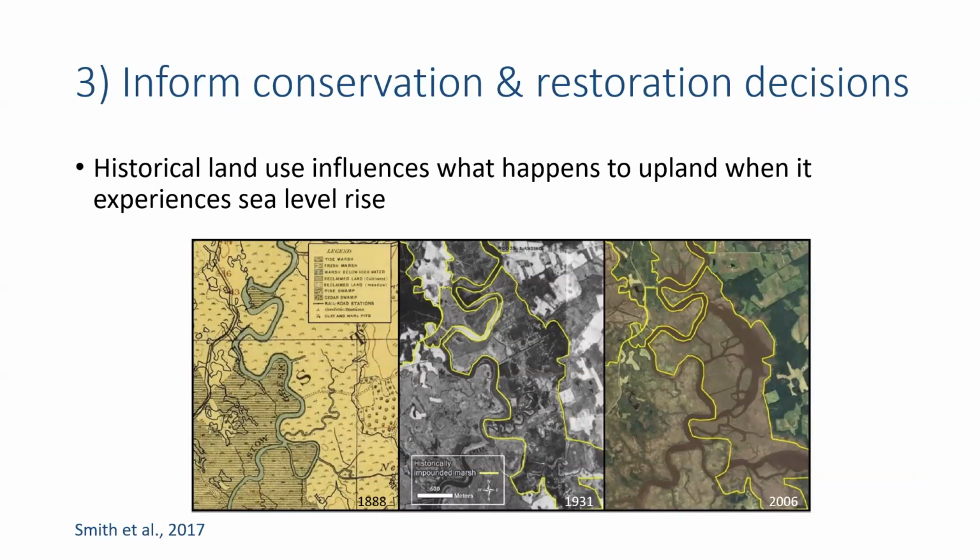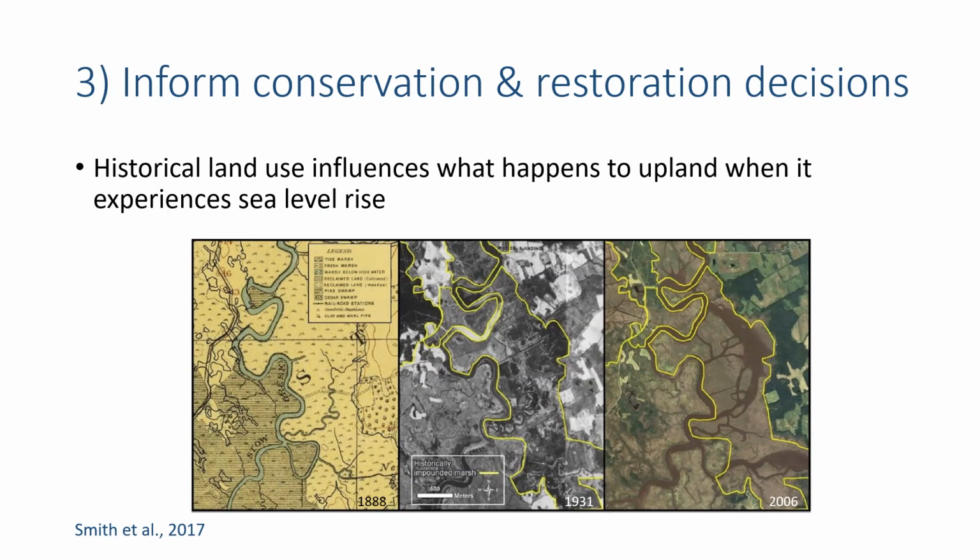The third study that I want to talk about today is using these historic maps to inform modern conservation and restoration decisions. In this case, this study showed that historical land use influences what happens to upland when it experiences sea level rise. Now this one we shifted a little bit further north into the Delaware Bay using some New Jersey state resources, again along the Atlantic coast of the United States. In this case, the authors of the study were interested in understanding how land reclamation practices in the 1800s influenced upland conversion to marsh today.